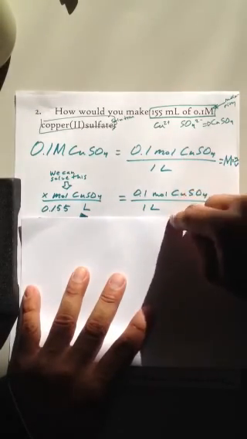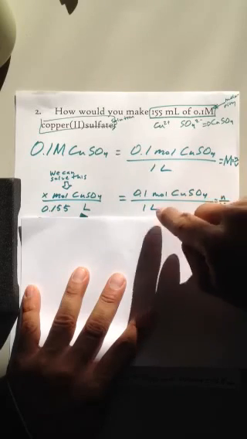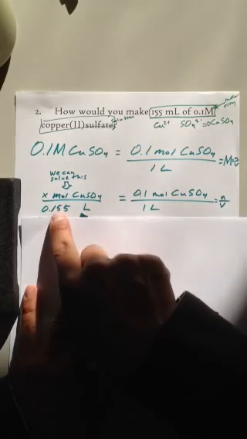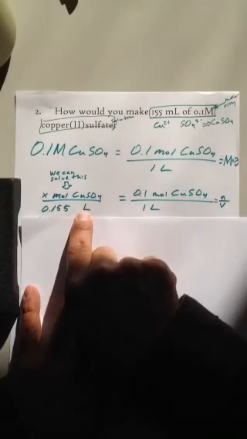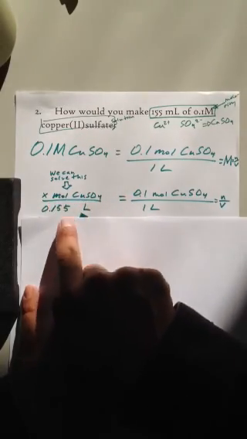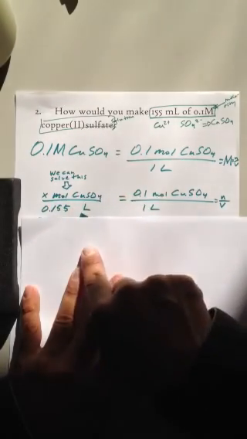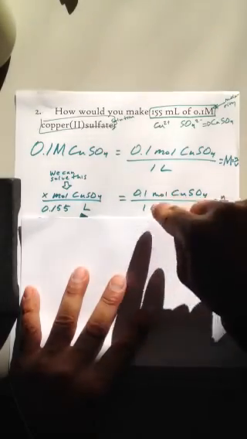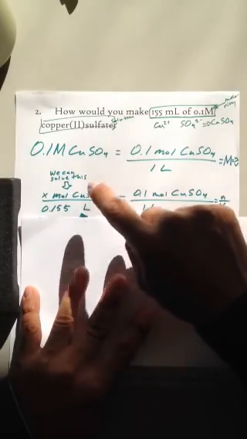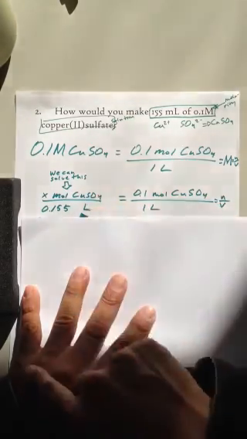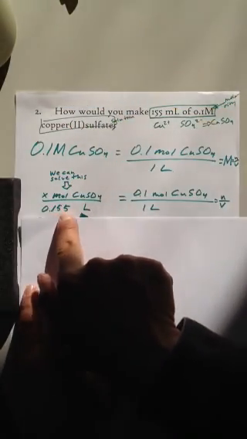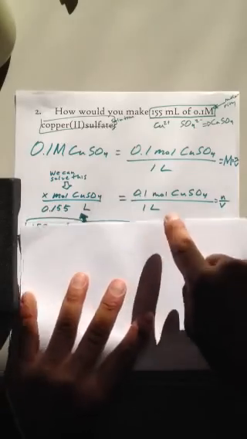But we don't need 1 liter. If we had 1 liter, it would be 0.1 moles. We have less than that. We have 0.155 liters. We just need to solve for the number of moles. So I'm just setting up a ratio: moles over liters equals moles over liters. And we can solve for X, moles of copper sulfate. The same would be true if we knew the moles and wanted to solve for liters. We would just do the same thing.